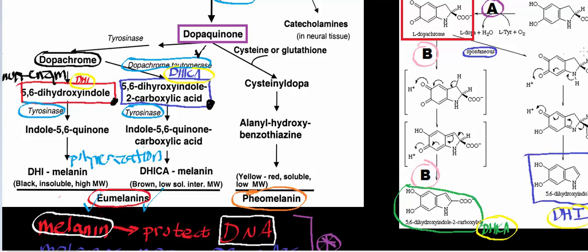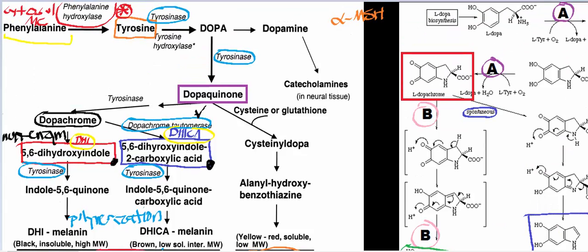Okay, so let's do a quick recap of everything that's happened. Phenylalanine gets converted to tyrosine by phenylalanine hydroxylase in the cytosol. Tyrosinase converts tyrosine to dopa. Tyrosinase converts dopa to dopaquinone. Tyrosinase converts dopaquinone to dopachrome, and dopachrome is the main branch point.